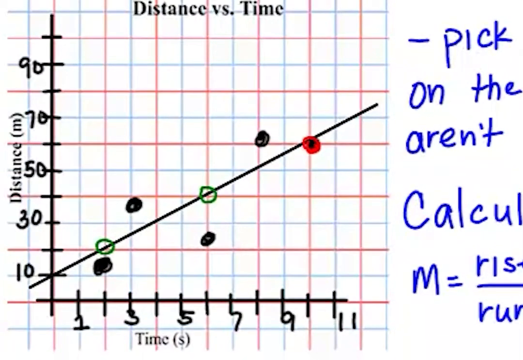The points that I've drawn in green are examples of good points to choose for solving for your slope. They lie along the line and are not data points. The one in red is a data point. Even though it lies along the line, it would not be a point that we would use to solve for slope.